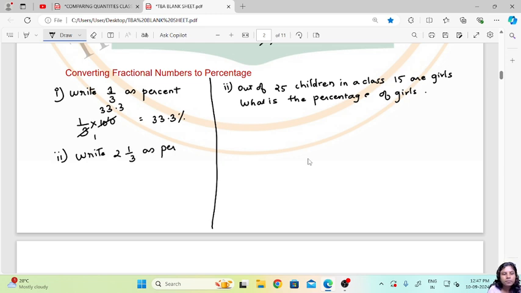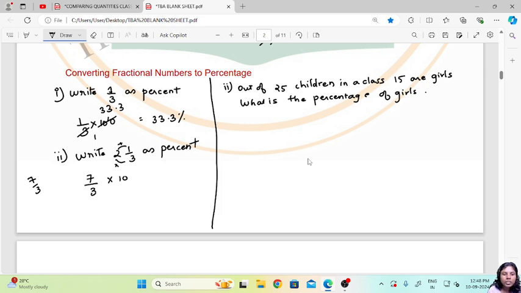Now 2 1 by 3 is what? It is a mixed fraction. So the first step would be converting this mixed fraction. So we can convert it. This will be 2 3s are 6, we multiply this 2 and then we add. 6 plus 1 is 7 upon 3. So we have to find 7 upon 3 of 100.